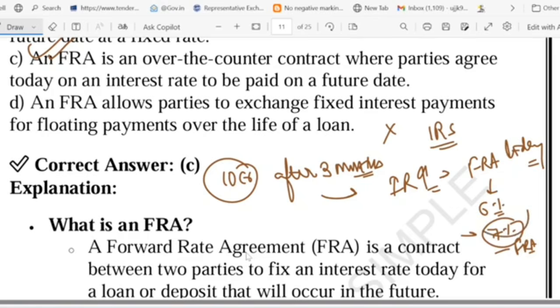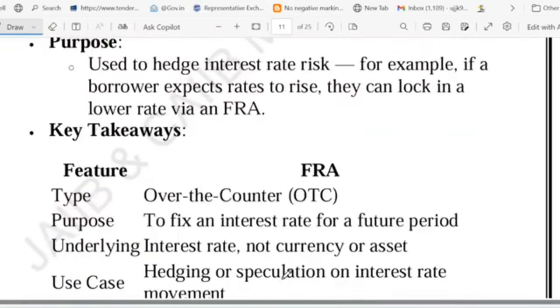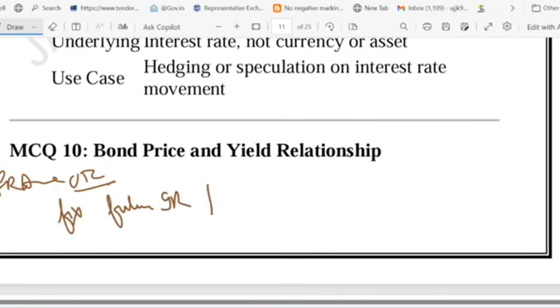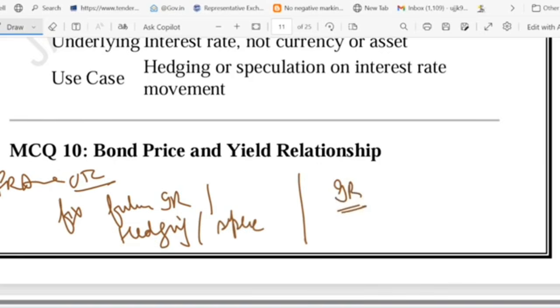So let's summarize the key points which we have just discussed about FRA. First, an FRA is a kind of OTC product. It fixes the future interest rate. It is used for hedging and speculation. The underlying here is the interest rate. It is commonly used to lock a loan or deposit rate in advance.